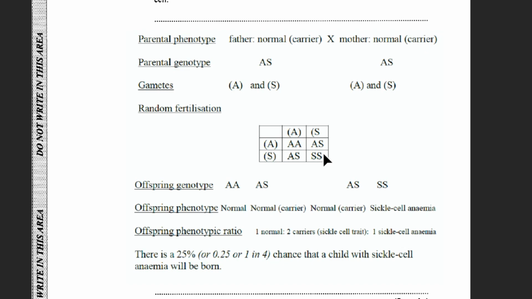So remember to always, when you're doing this question, state the parents' genotypes, state their phenotypes, draw the Punnett square, put the gametes, put the offspring genotypes, the offspring phenotypes, and the ratio. And if you want to take it per percentage, so a 25% chance, in this case 1 in 4, that the child will be born with sickle cell. And usually this will go for 5 or 6 marks. Once you have all of that, you're safe, you're good to go.